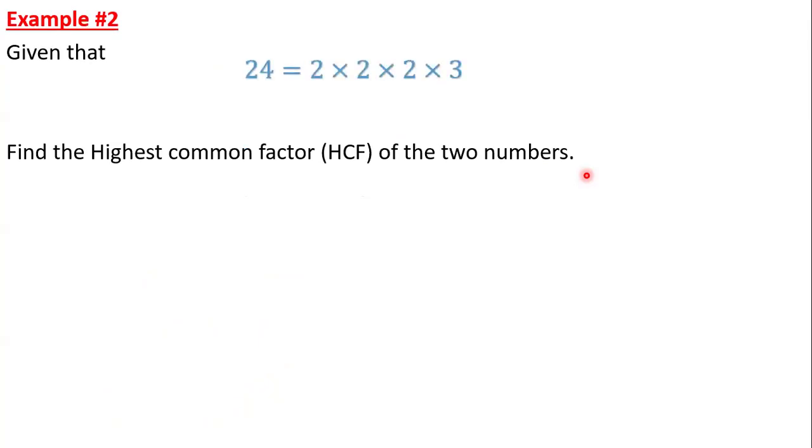All right, so let's go ahead and do another one. Example 2. Let's say we are given 24 and 36. Write this down for me, please. The prime factorization of 24 is 2 times 2 times 2 times 3. And the prime factorization of 36 is 2 times 2 times 3 times 3.